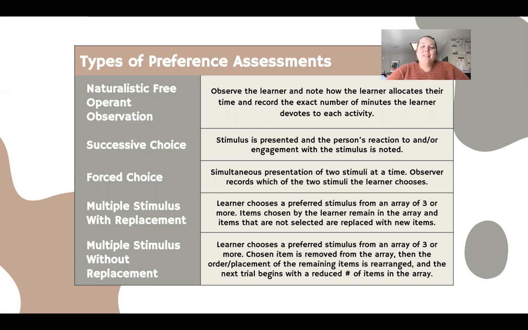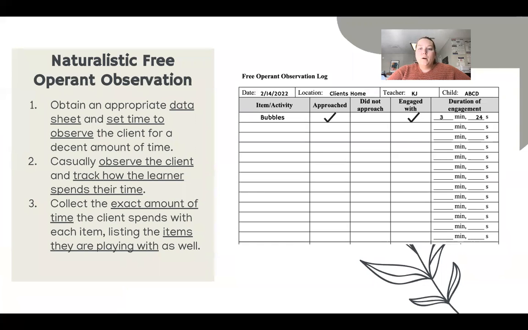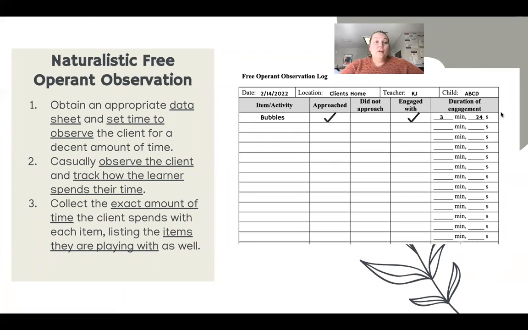The last one is multiple stimulus without replacement. So the learner will choose a preferred stimulus from an array of 3 or more, similar to the previous one, but instead of the item that they chose remaining in the array, the item that they chose will be removed. So they will choose an item, it will be removed from the array, and then the order and placement of the remaining items is rearranged, and then you will start your next trial and repeat those steps over and over again.